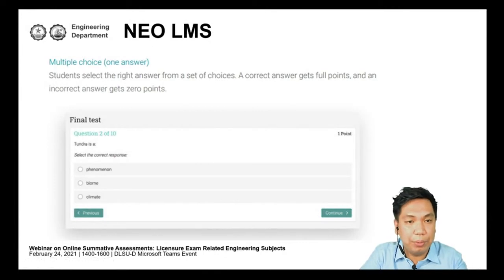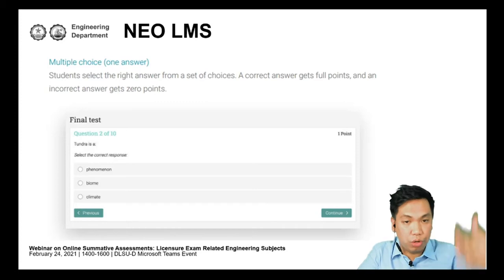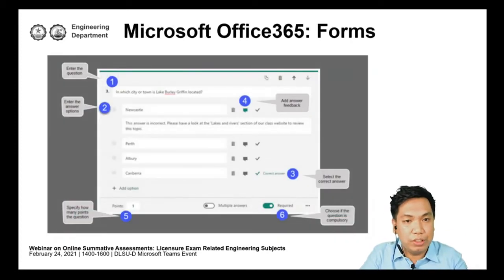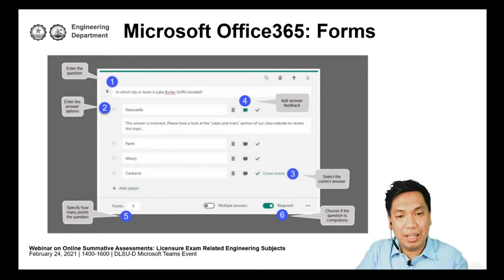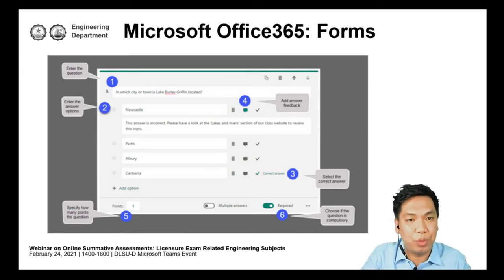So here's a sample question for the new LMS. In the new LMS Schoolbook, of course, I'm showing the multiple choice with one answer. It has several features where you can store a question in a question bank, and you can also randomize the sequence of questions. For Office 365, here's an example of the Office 365 online form where you could create a new quiz. Again, I'm just showing this because it would take another training of hours for us to train on each specific type of website.